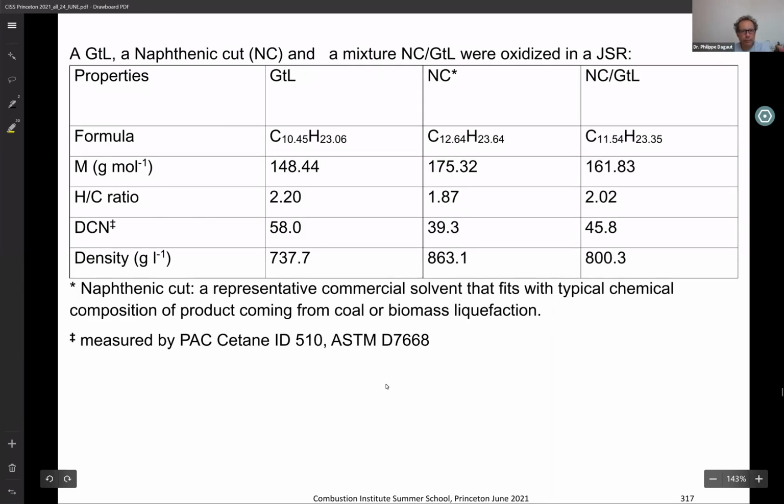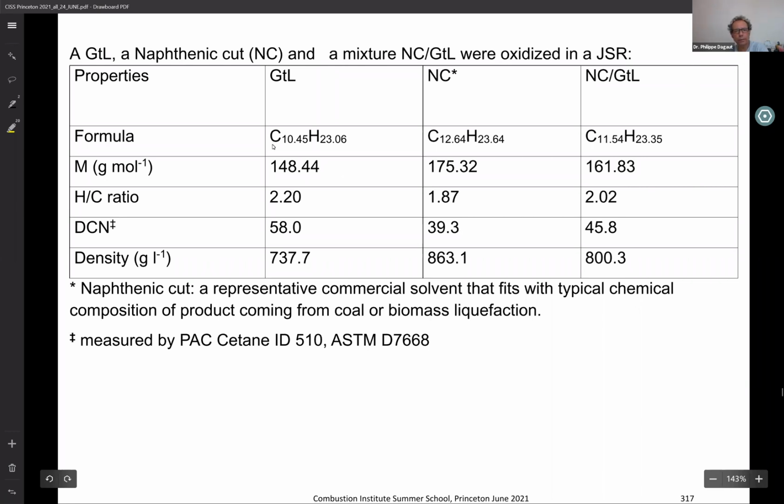We also looked at some other mixtures. When you are using coal or biomass, if you liquefy coal or biomass, you can get a very complex mixture. I will show you a chromatogram of this, and this is called here the naphthenic cut. So it's a distillate which represents the composition of such liquefaction products. And we also mixed them with the GTL that we used previously, and got this fuel mixture.